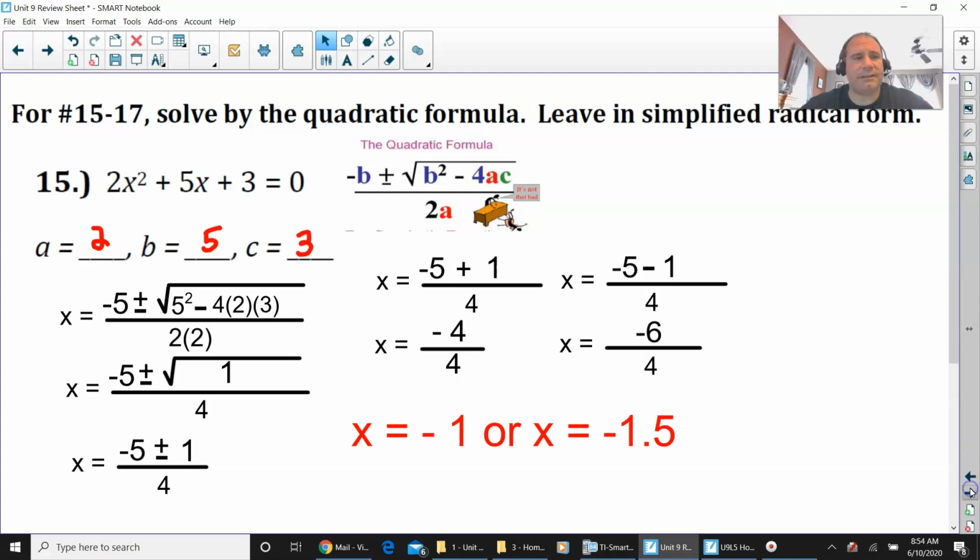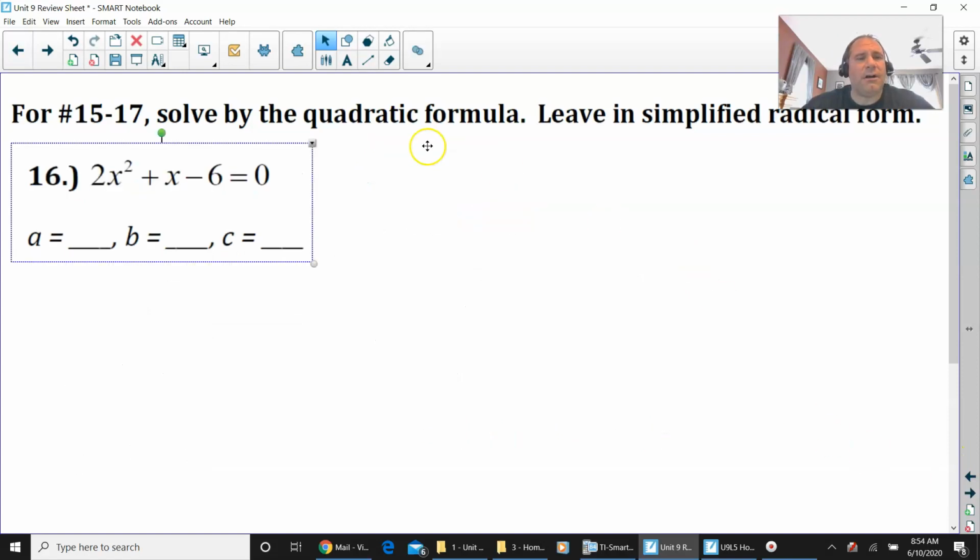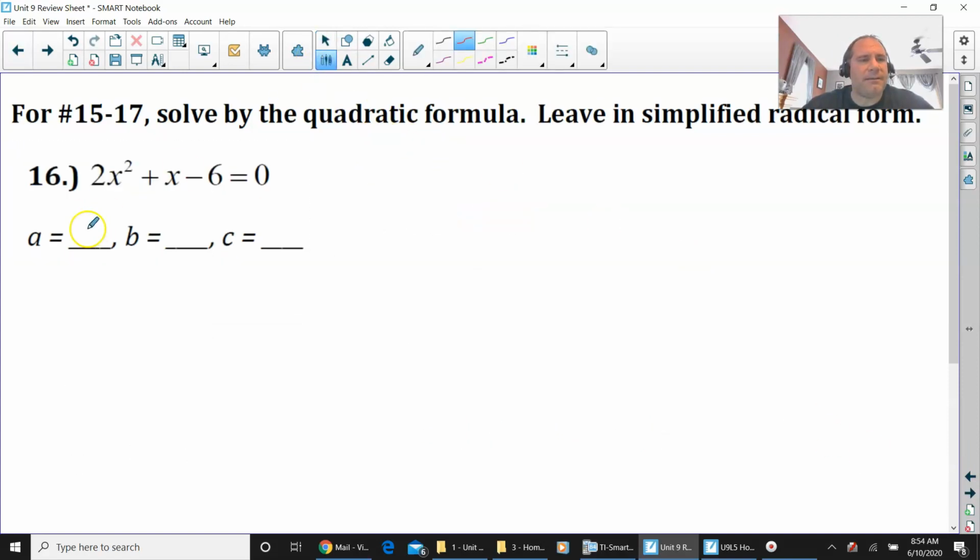This is number 16, which is right here. You have your A, B, and C. So A is 2. Your B is 1, and your C is -6. Go ahead, use the quadratic formula like we did on the page before. You can press pause now.